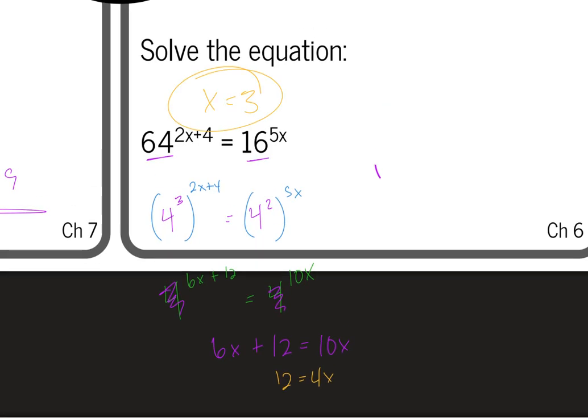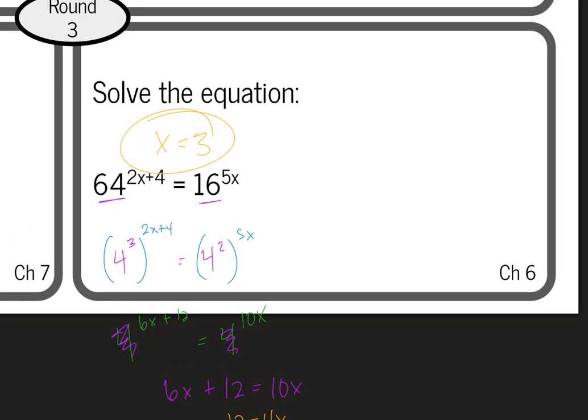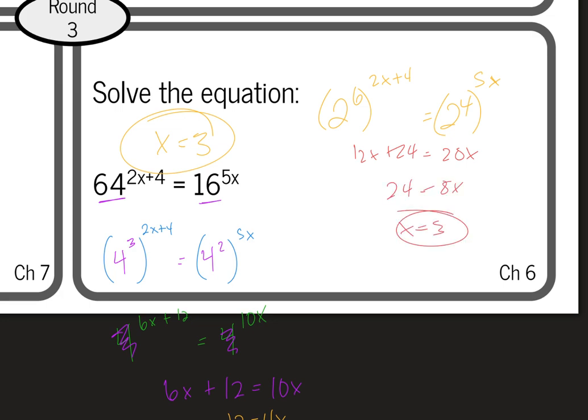So if you're wondering, just out of curiosity, what's the other approach I took? 64 is 2 to the 6th power, and 16 is 2 to the 4th power. And it does work the same way. You would get 12x plus 24 equals 20x. You subtract 12x, you divide by 8, and you get x is 3.